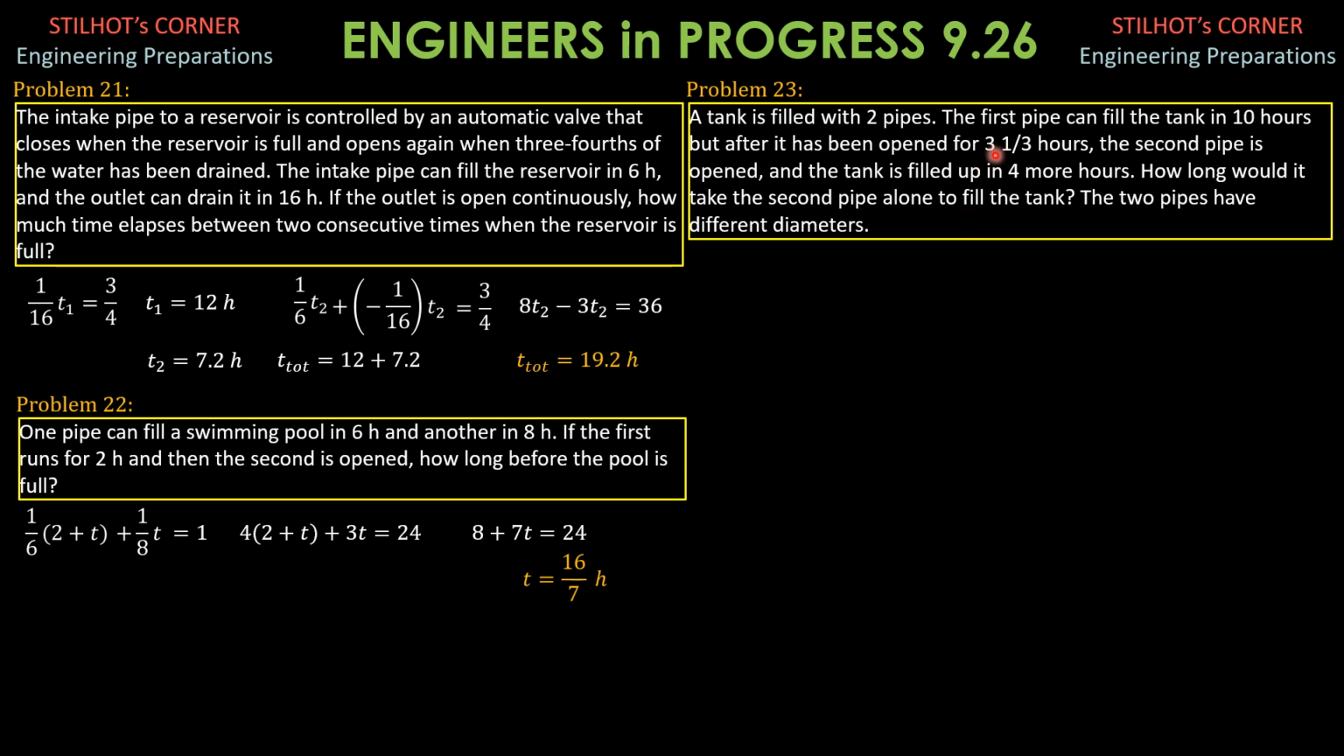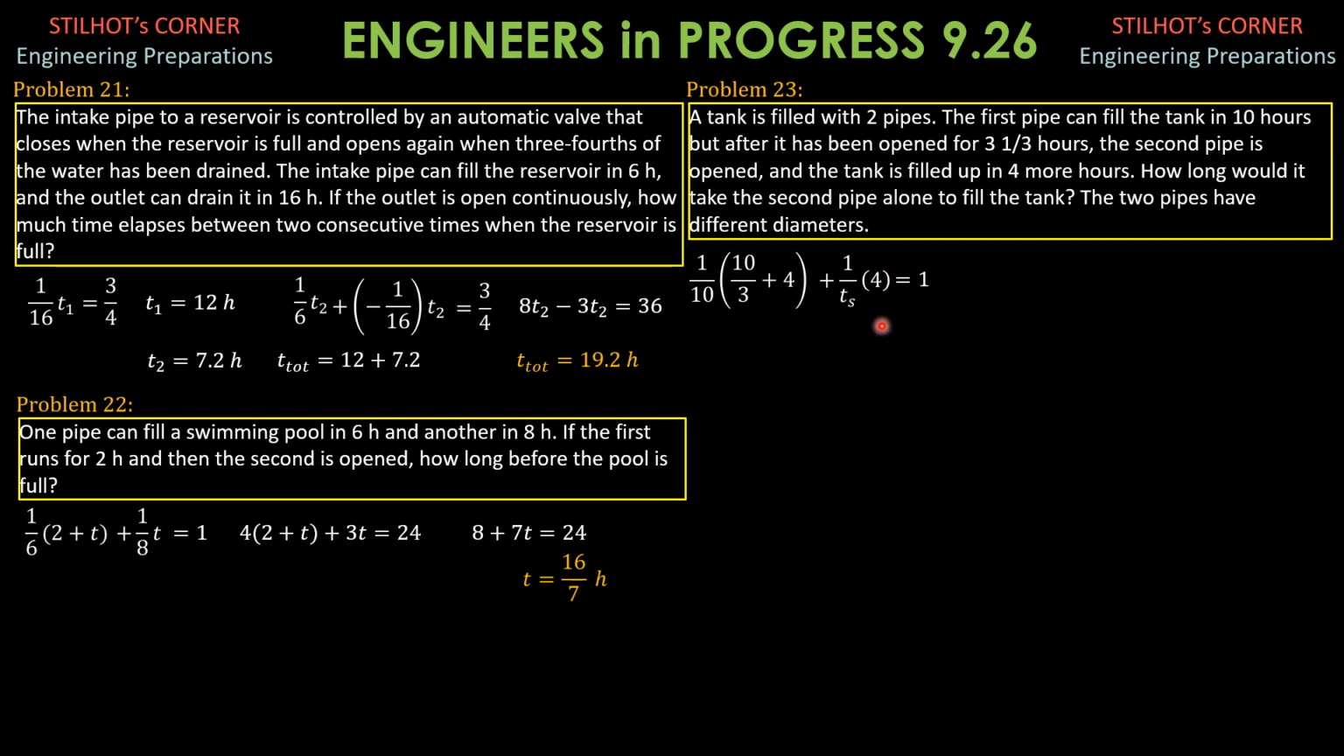Then the total time where the first pipe is opened is 3 and 1/3 plus 4, while the second pipe is only open for 4 hours. 3 and 1/3 is 10/3. So 1/10 times quantity (10/3 + 4). That's the fractional part of the job done by the first pipe, plus 1 over T sub S times 4, and it is equated to 1.